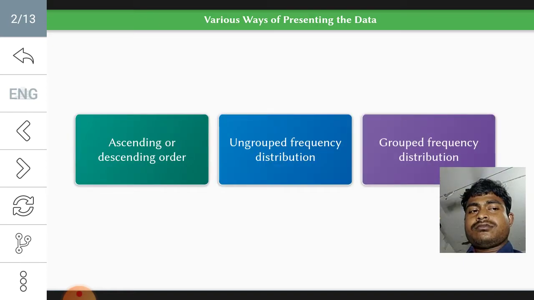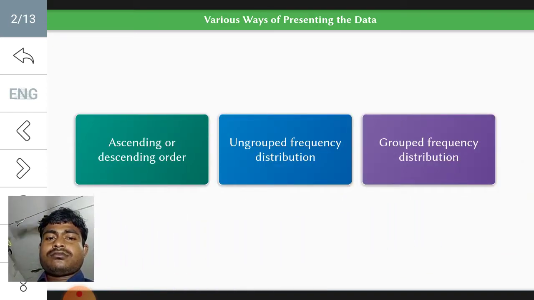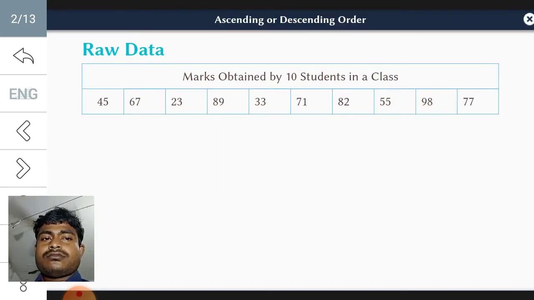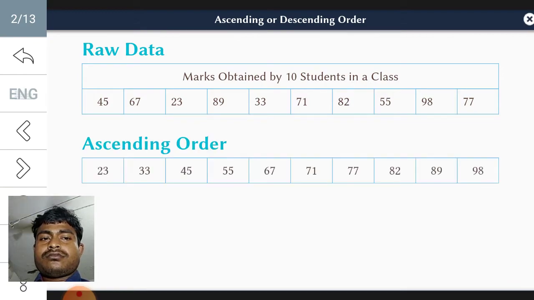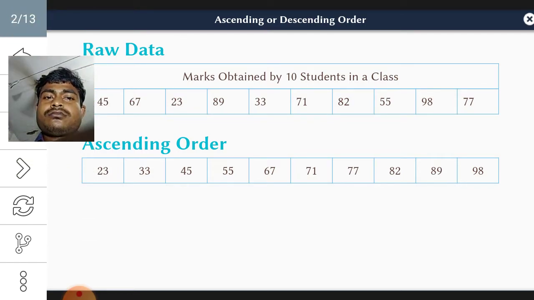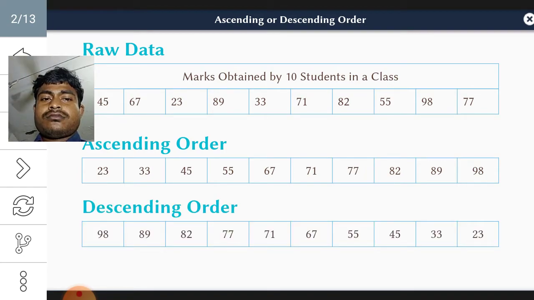Here are some ways of presenting data. Tap on them to learn more. Sorting the raw data in ascending or descending order helps analyze it better. Arranging the data in ascending order, we get. Similarly, arranging the data in descending order, we get.